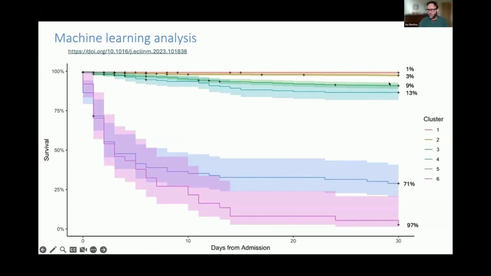Then we've got the group which I described as your average hospital admissions, but they don't have signs of very severe illness, with 3% 30-day mortality.